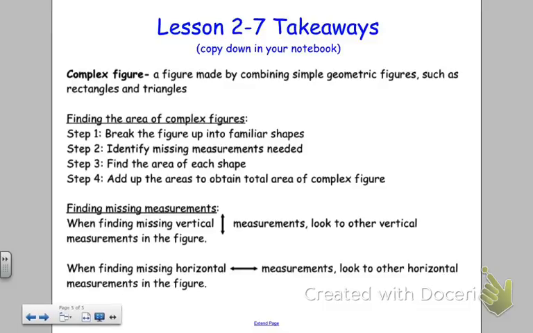And this part is really very, very important here. When finding missing vertical measurements, if you're missing a vertical measurement, look to other vertical measurements to help you. When finding missing horizontal measurements, look to other horizontal measurements in the figure to help you. So you may have to do some subtraction or maybe some addition to figure out those missing measurements.